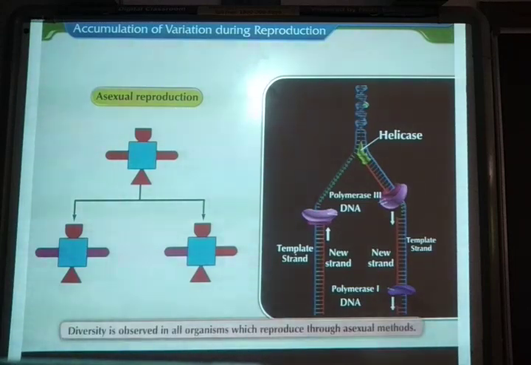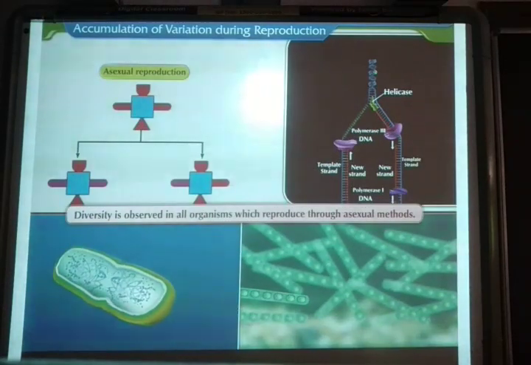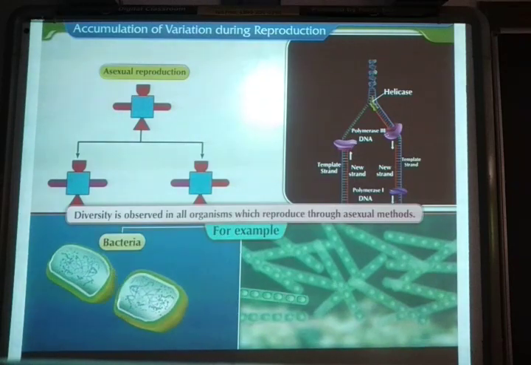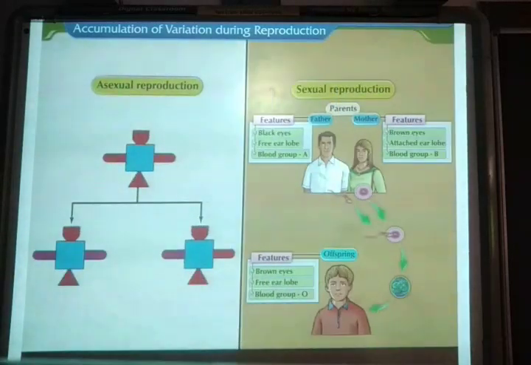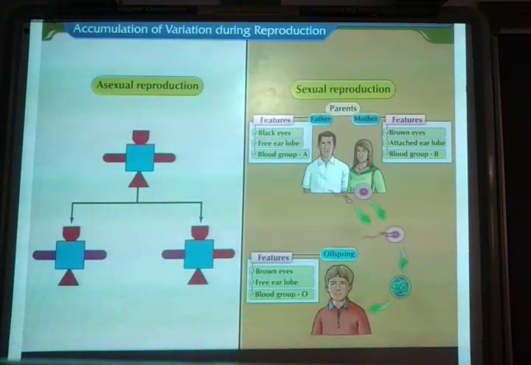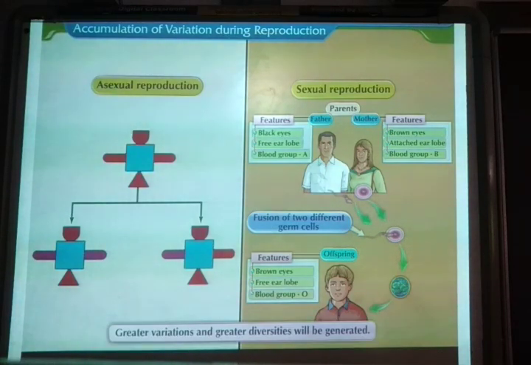This is observed in all organisms which reproduce through asexual methods. For example, bacteria and eukaryotic algae. In contrast to these, sexual reproduction involves fusion of 2 different germ cells. Thus, greater variations and hence greater diversities will be generated.